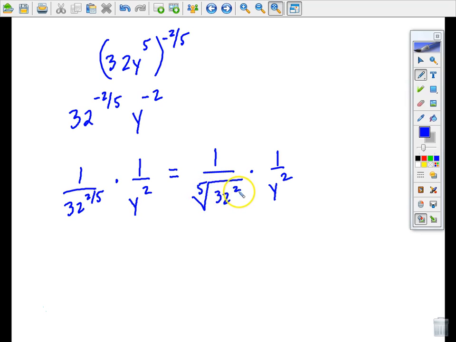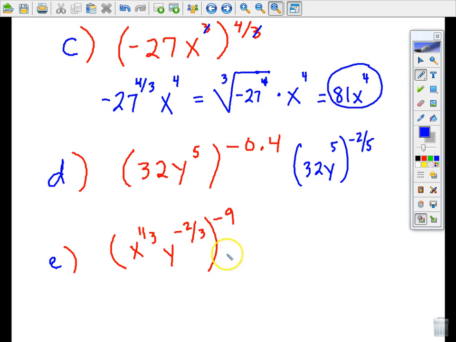And 2 squared is... so that looked like it was kind of tough, but really it's not. It's just another way of saying 1 over 4. The 5th root of 32 is 2. 2 to the second is 4. Put those together, final answer, Josh. 1 over 4y squared. Nice.